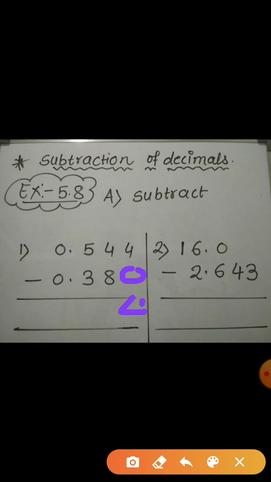4 minus 0, 4. Then 8 cannot be subtracted from 4 as 8 is bigger than 4. So I am going to take a borrow from 5. So writing there 4 and this will become 14. 14 minus 8, 6. 4 minus 3, 1. Then the decimal point will come down and 0 minus 0, 0. Hence the subtraction is 0.164.